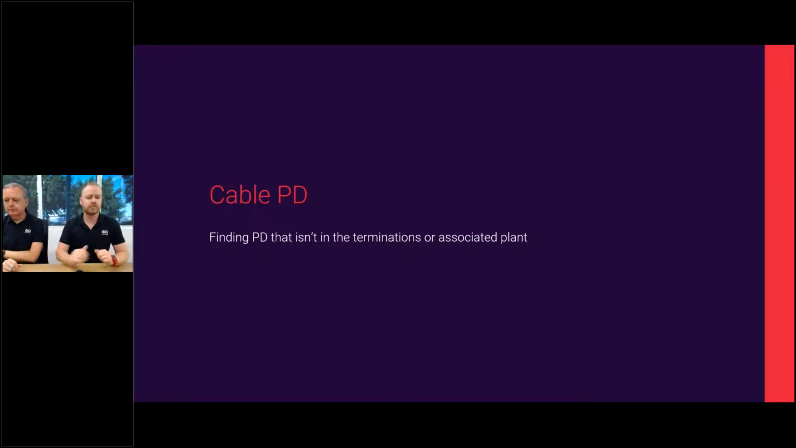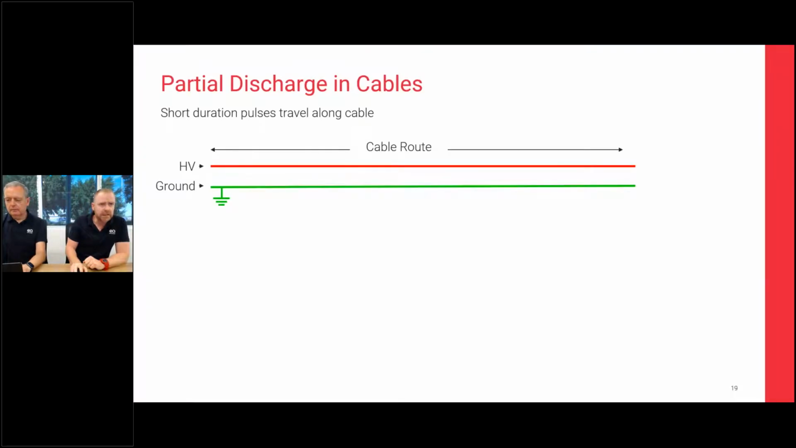Okay. All right, so now let's talk about cable PD. Neil has spoken a lot about finding cable PD in the terminations, but what about when the cable PD isn't in the termination? What about when it's down the cable? Okay, so I'll get to the next slide here.